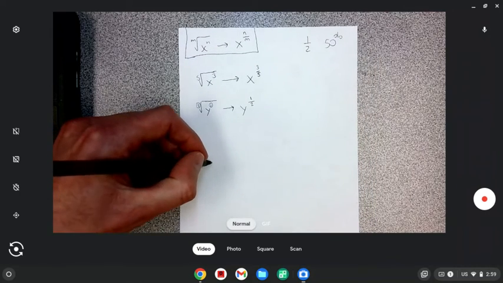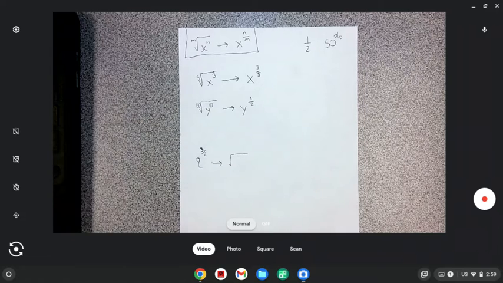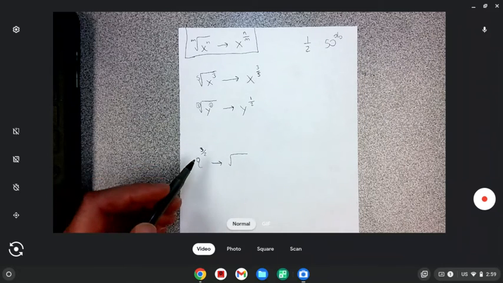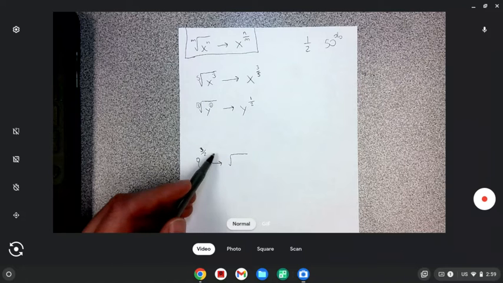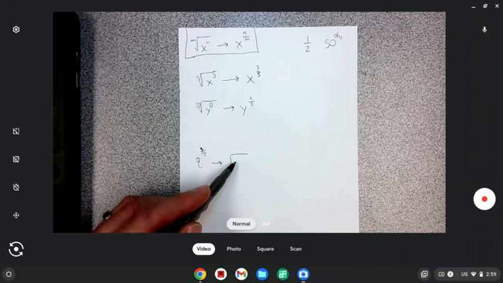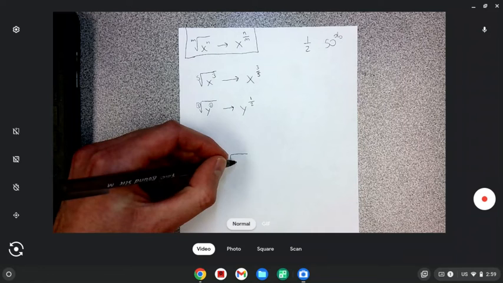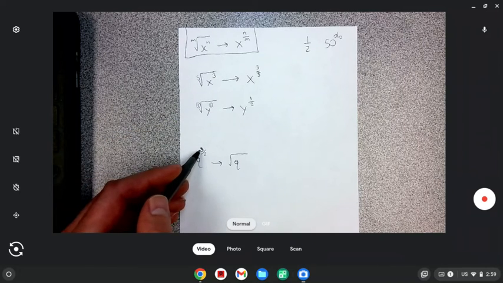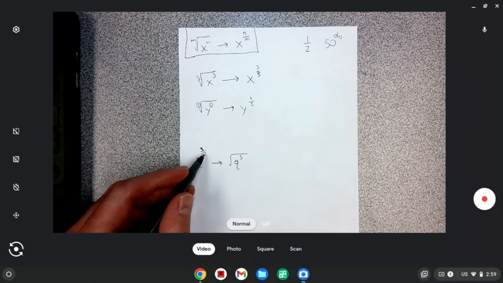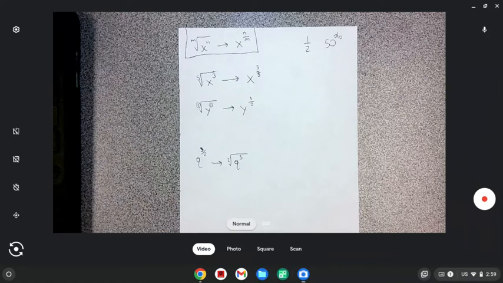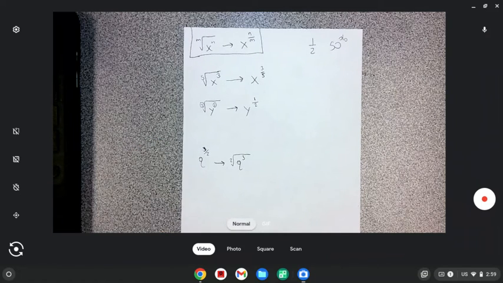Okay, so if we're going to put that back into this radical sign, whatever's on the bottom, that goes on the outside, and whatever's on the top, that goes on the inside. So the variable stays the same. The top number goes on the inside. And then we should put a 2 here because that's what's on the bottom.